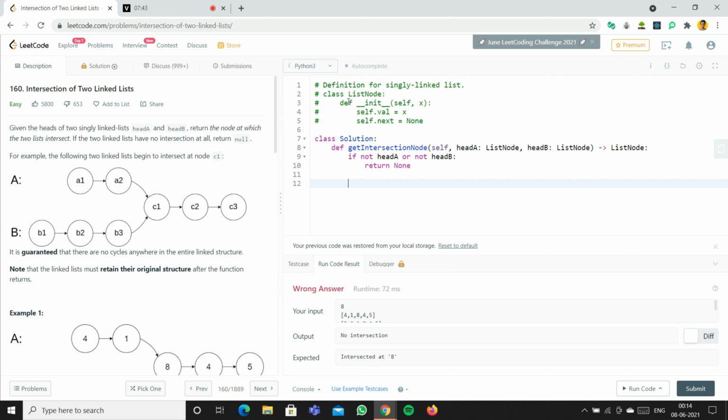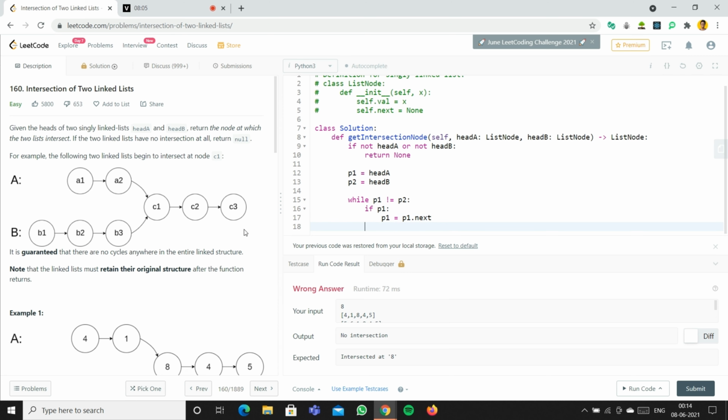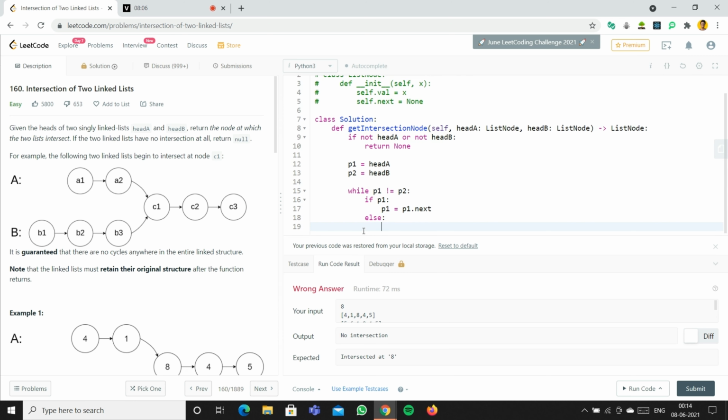Then we'll make two pointers, P1 equal to head A and P2 equal to head B. While P1 is not equal to P2, we'll first check if P1 is present. If P1 is present, then P1 equals P1.next, and if it's at the last node, like at C3, then we'll make P1 equal to head B.